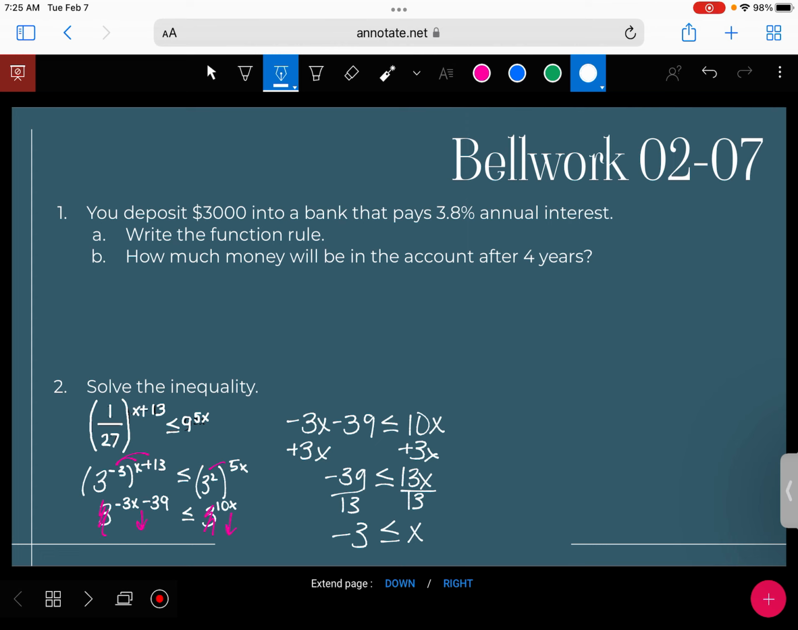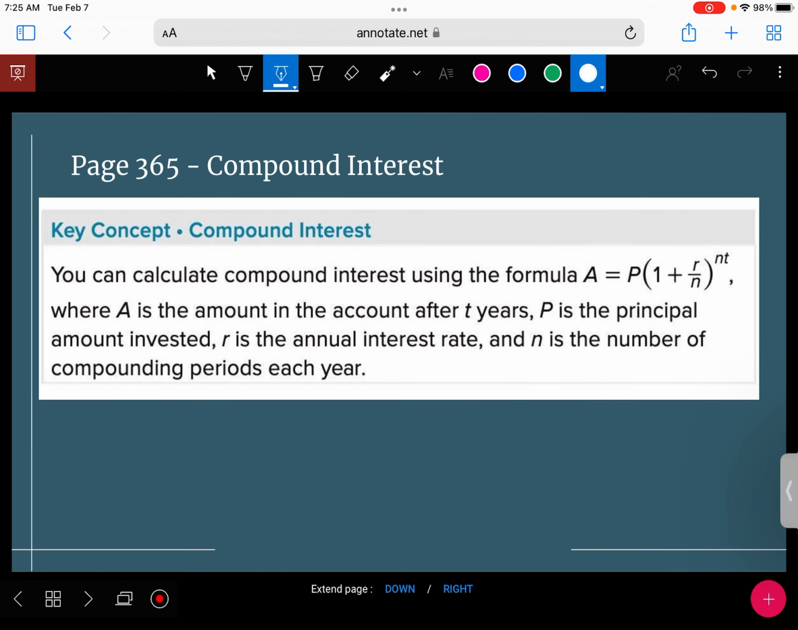Four, yeah. Because it's asking us in part B how much money will be in the account after 4 years, right? So that's what T is going to be. The next piece we're given, P is the principal amount invested.